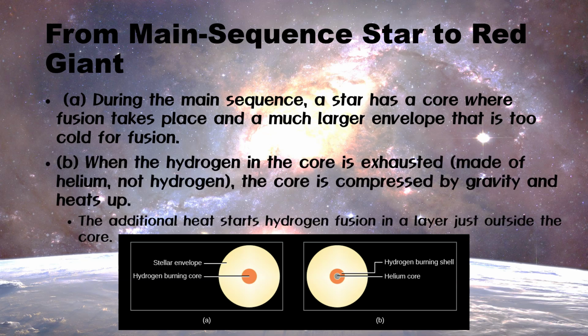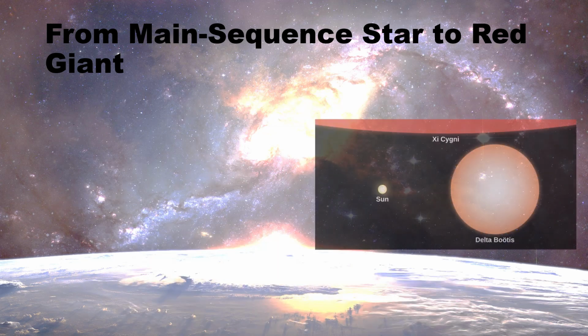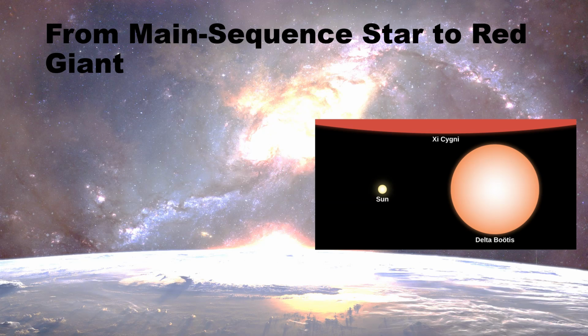However, when we begin that change where the hydrogen in the core is exhausted and it's now made of helium instead of hydrogen, we can see that the core has been compressed by gravity and is now heating up. This additional heat starts hydrogen fusion in a layer just outside the core. And this is going to have a very big consequence on the star itself.